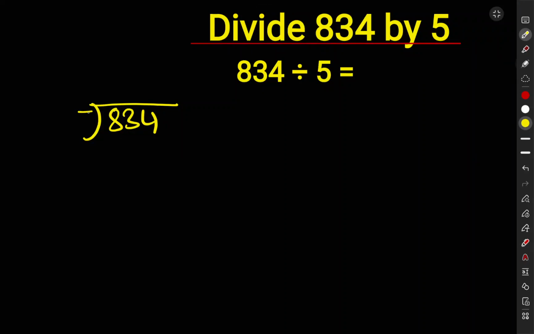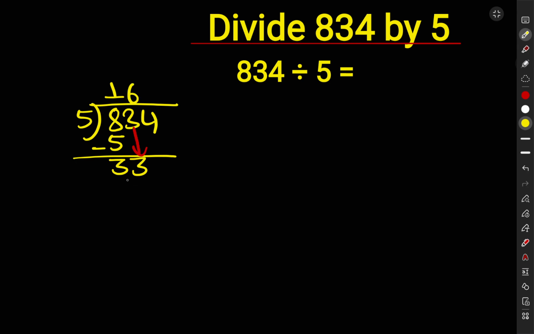834 divided by 5 in a long division method. 5 times 1 is 5. On subtracting we get 3. So now we put down this 3 and it is 33.